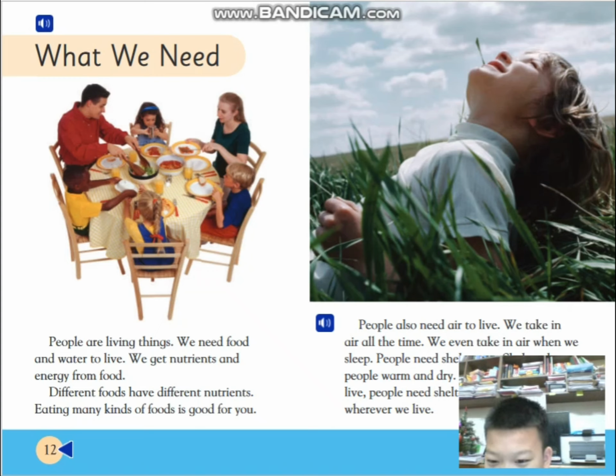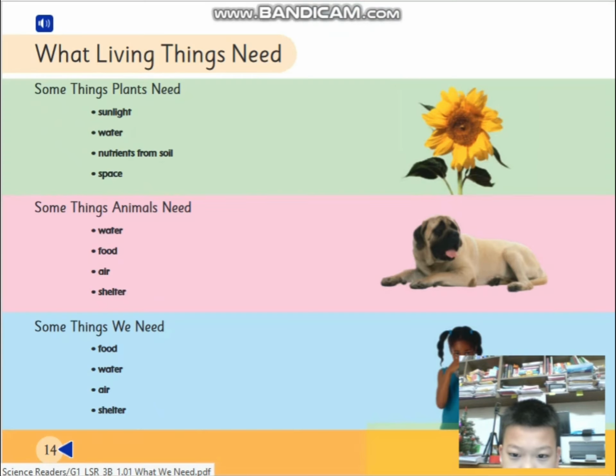People also need air to live. We take in air all the time. We even take in air when we sleep. People also need shelter too. Shelter keeps people warm and dry. No matter where we live, people need shelter. Like I said before, people always need shelter. A house is a shelter, and that means people need houses. We need a safe place wherever we live.